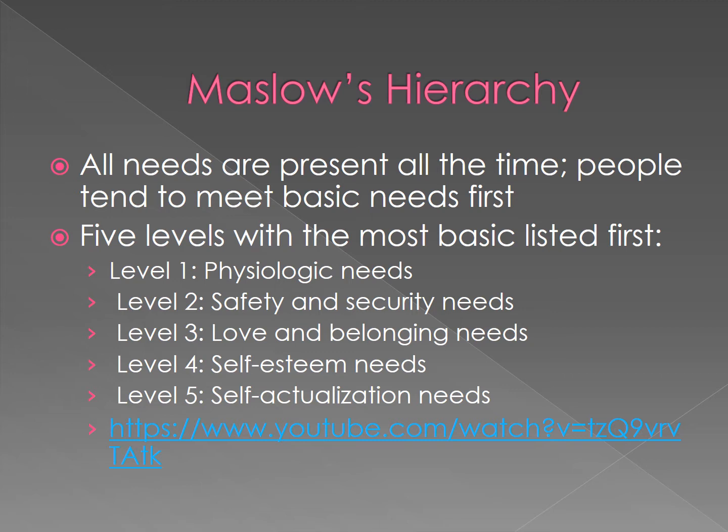Those belonging needs are fulfilled when we establish that relationship with others. Level 4 would be our self-esteem needs. How do we feel about ourselves as a human being? And how do we feel about the contributions that we make, about improving lives of ourselves and others? Level 5 would be self-actualization needs. And this is the highest level in Maslow's hierarchy of needs. And many, many people do not reach level 5.